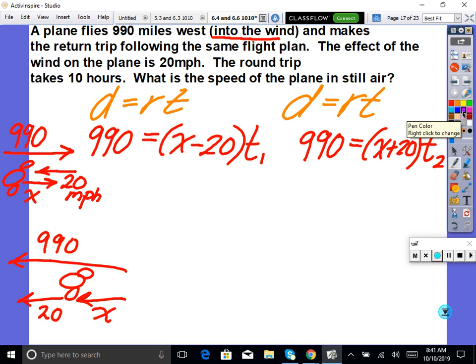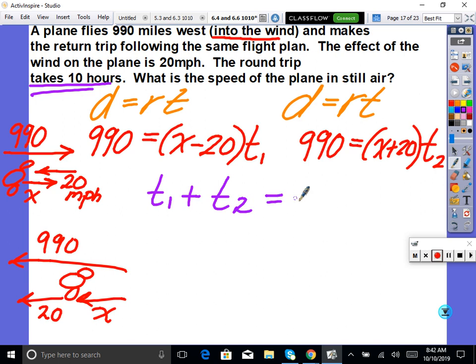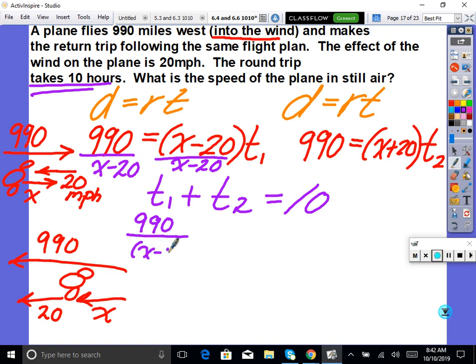So first of all, you have to set up a true statement to be able to solve for x. Now it did tell us the round trip, which is total time. So we know the time of the first trip plus the time of the second trip equaled 10 total hours. So we can now use this top equation to solve for T1, because we have to set up a true statement involving time, because that's what we were given. It equals 10. So solve for T1. What do we divide by? x minus 20. So time on the first trip is 990 over x minus 20, plus the time for the second trip. Solve for time 2, so divide by x plus 20.